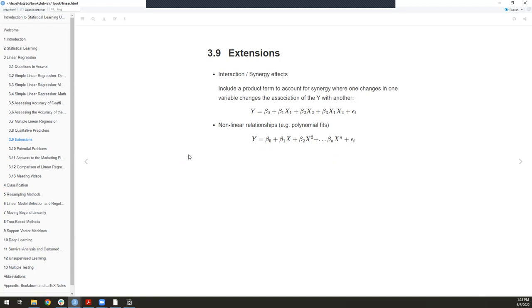If you think one predictor could be changing the slope of another predictor, you can add this interaction term and then see what happens. See if that's the case by looking at the p-value for that beta 3, for example. And they go through that pretty well in the book, I thought. Same thing with the nonlinear polynomial things. To me, that's pretty standard.